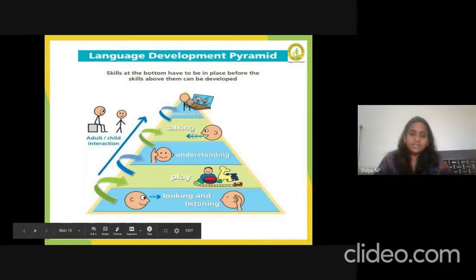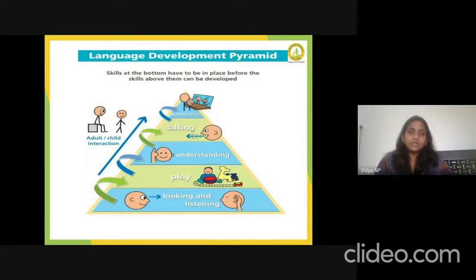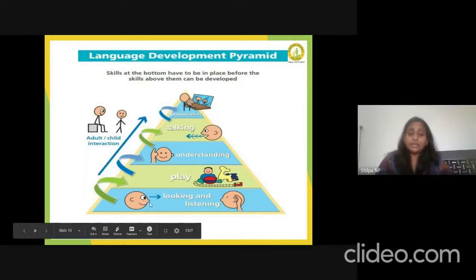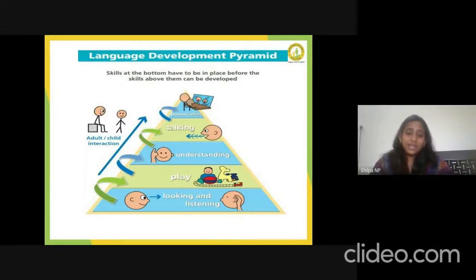Here we have just written looking and listening, but I'm talking about eye contact. I'm talking about joint attention, also sitting endurance with different things and different kinds of attention. Those are the first priority when you look at therapy. Then comes play. What kind of play is a child being involved with? That's very important. There is solitary play, then parallel play, then group play, or you would say more imaginative play.